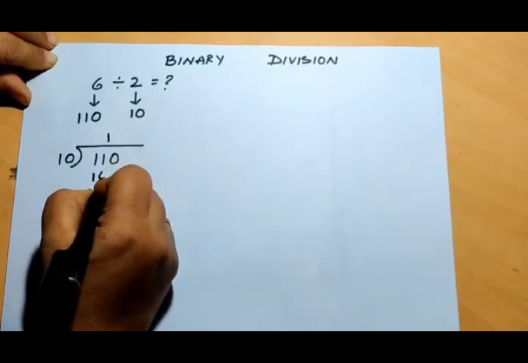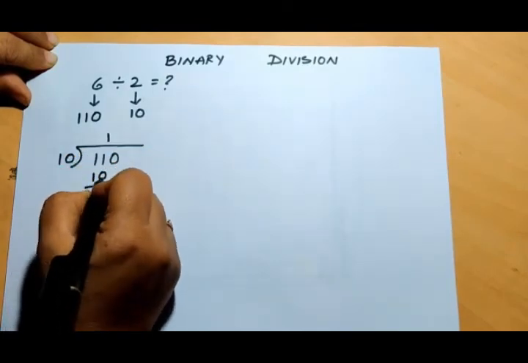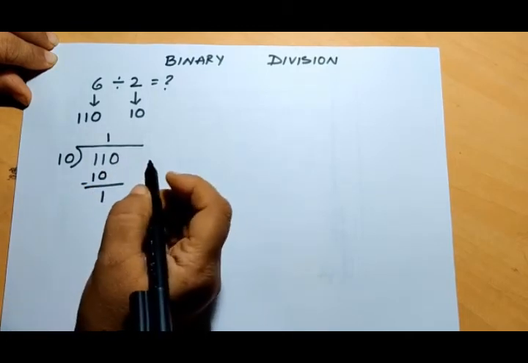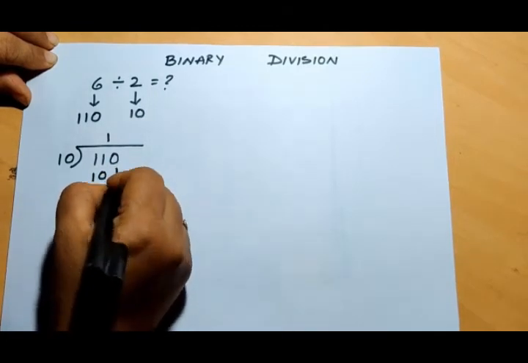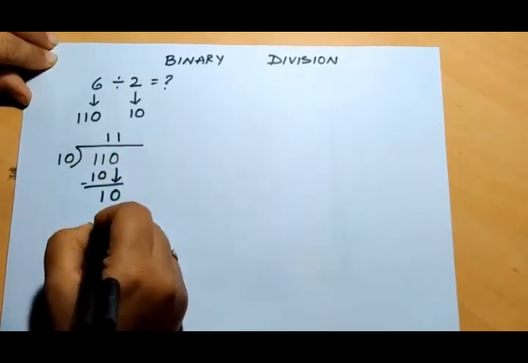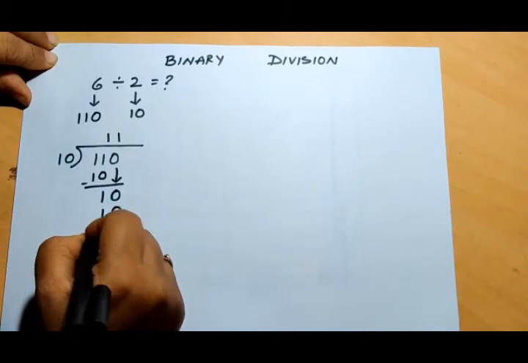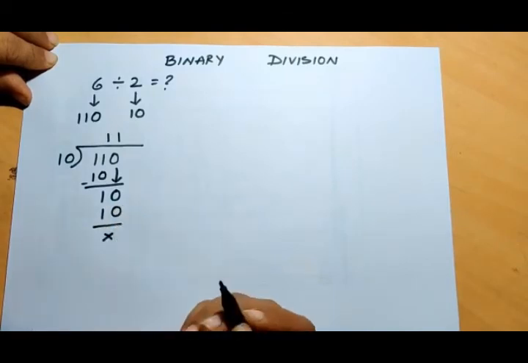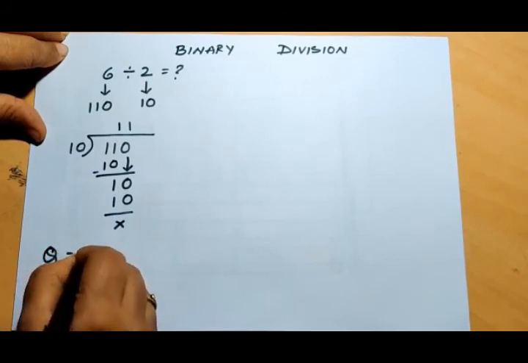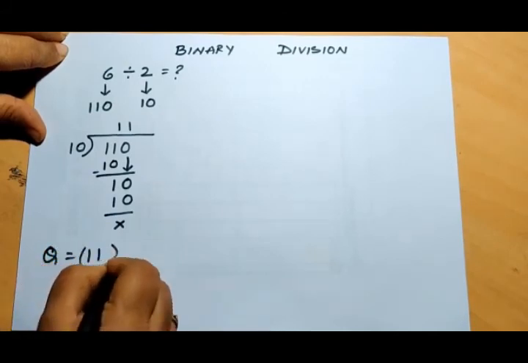1 times, it is 1 0. When we subtract, it becomes 1, and 1 minus 1 is 0, so we don't write it. This digit is brought down. Again 1 times, so 1 0, and we are left with a 0 remainder. That means the quotient is 1 1.